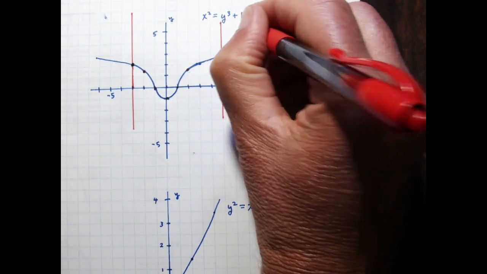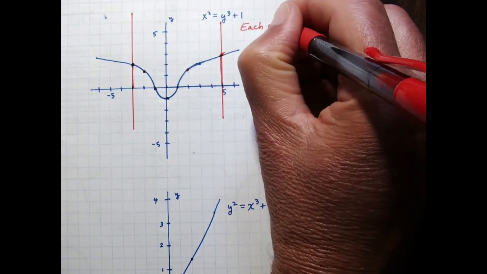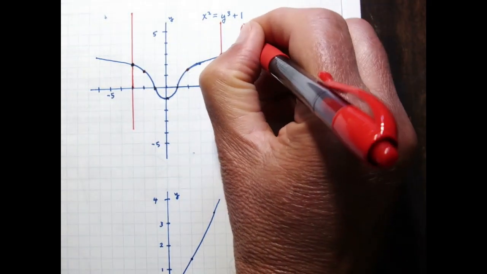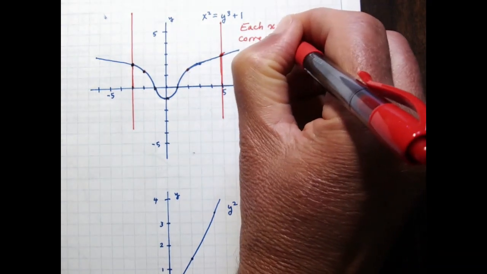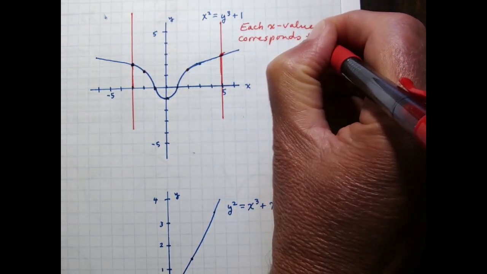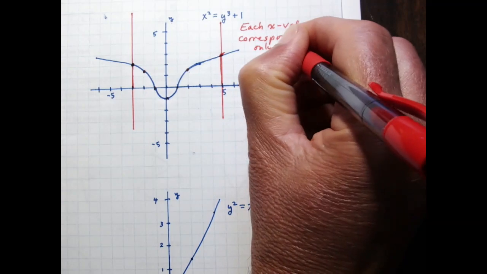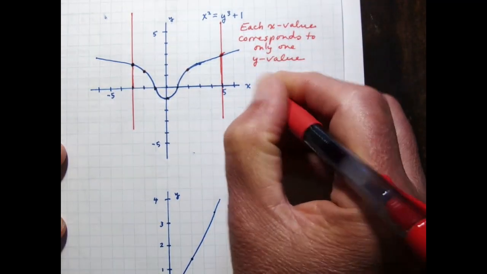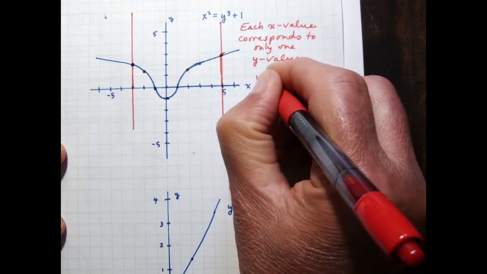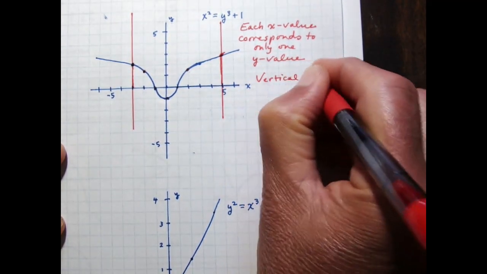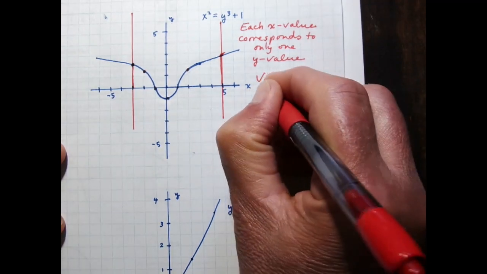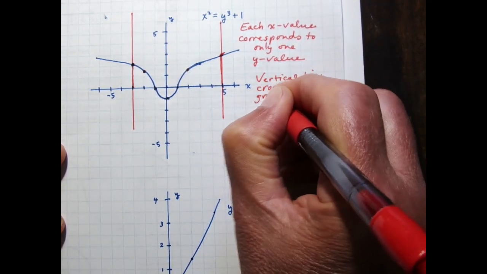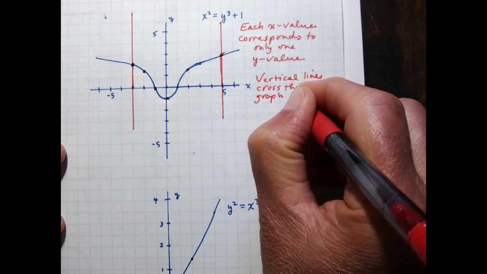So each x value corresponds to only one y value. Vertical lines cross the graph at most one time.